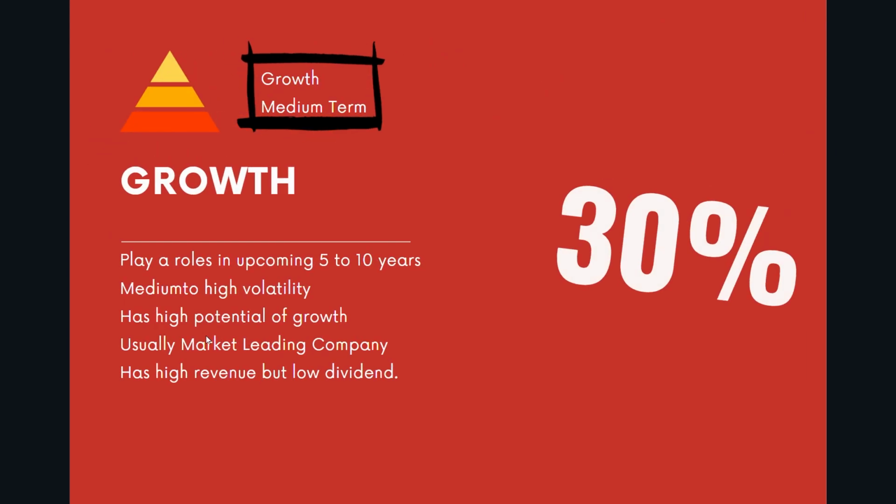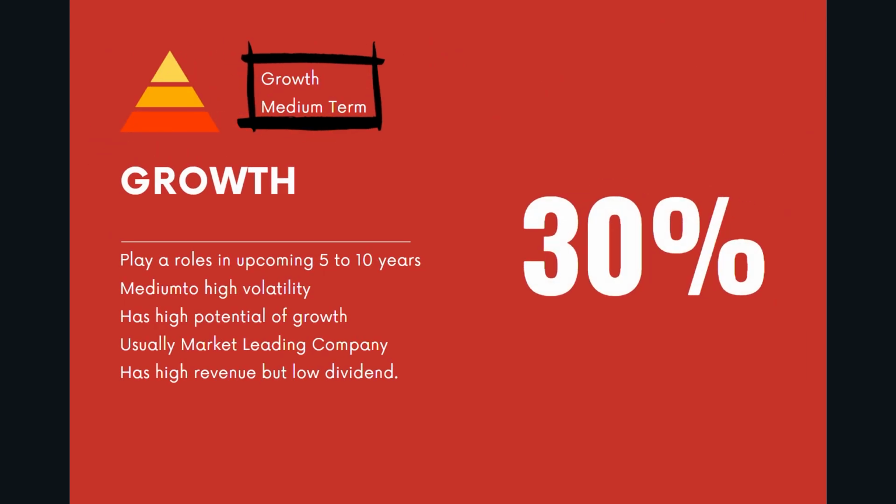Next, growth portion, medium term. This portion should consist of assets, or stocks, that play a role in the upcoming 5 to 10 years. Some of the other characteristics are as follows. Usually, these assets or stocks have medium to high volatility, huge growth potential, and most of the time they are the market leader in their own sector.